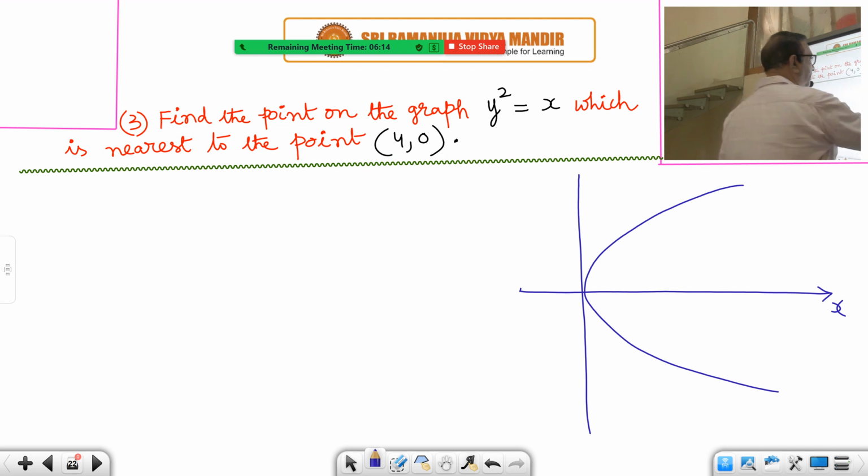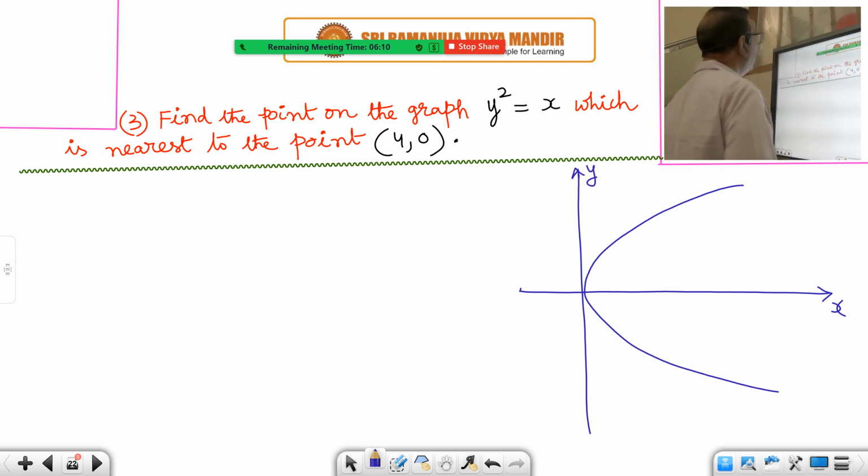So only 6 minutes there. That it is showing in the green color above. Remaining meeting time is 6 minutes.